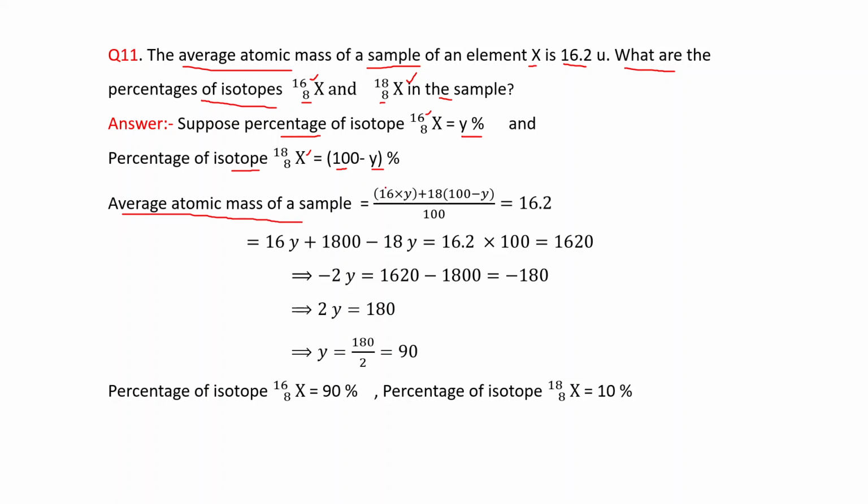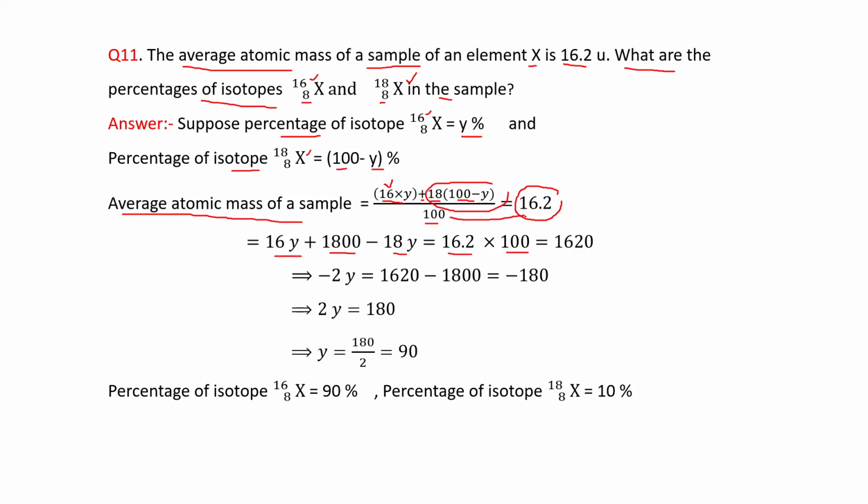The mass number of each isotope is multiplied by its percentage of abundance. That's why 16 multiplied by Y, plus 18 multiplied by (100 minus Y), divided by 100, is equal to 16.2, which is given. Solve it. 16 multiplied by Y gives 16Y, and opening the bracket, 18 multiplied by 100 gives 1800 minus 18Y, equal to 16.2 multiplied by 100.